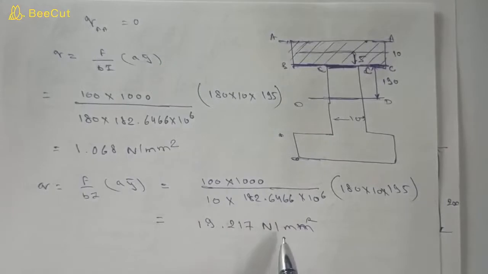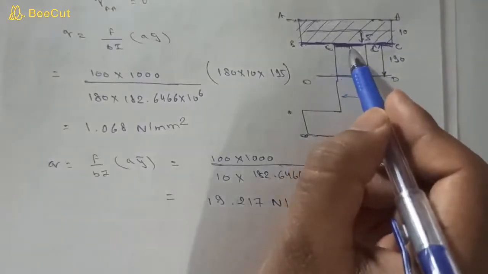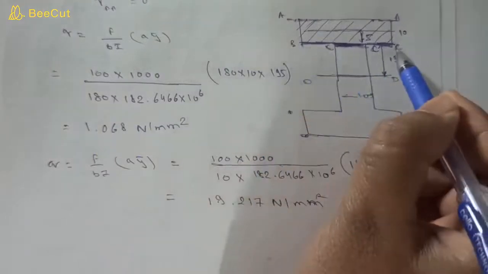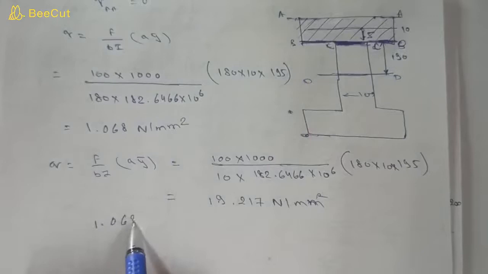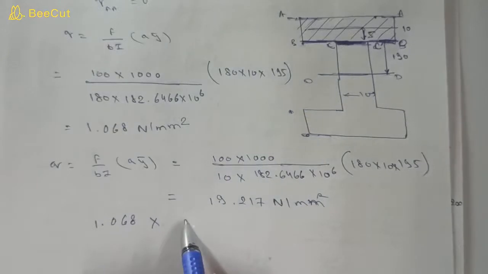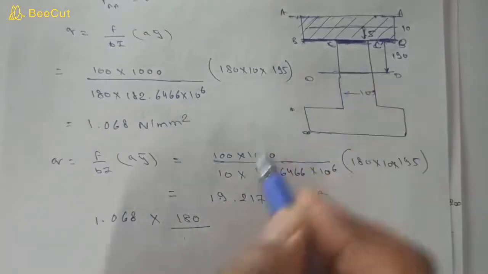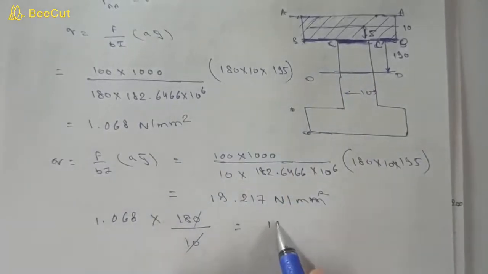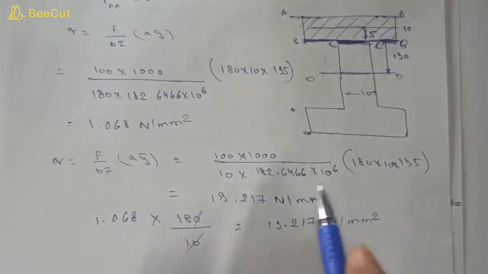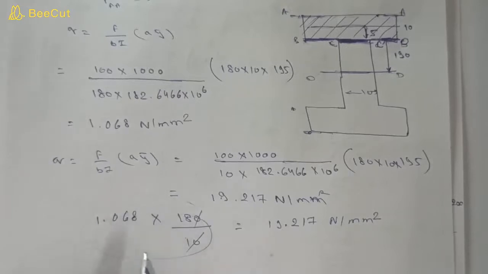Actually if you want to calculate this, you can calculate in another way. If you want to calculate shear stress here, we have found shear stress at this section BB is 1.068. Then we simply multiply by the larger width B divided by the smaller width b. The larger width is 180 centimeter divided by the smaller one, which is 10. If you multiply this, then you will get 19.217. This is same. So for understanding we have calculated differently, but if you want to calculate in shortcut, then you can calculate in this way too.